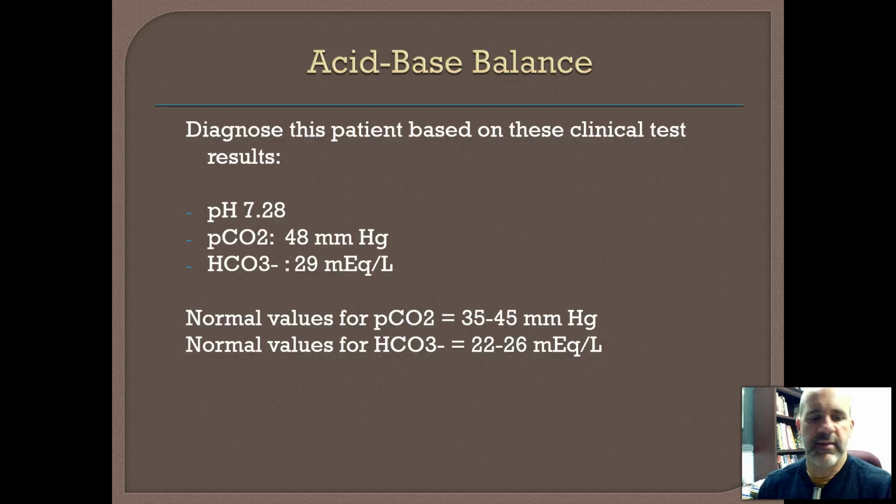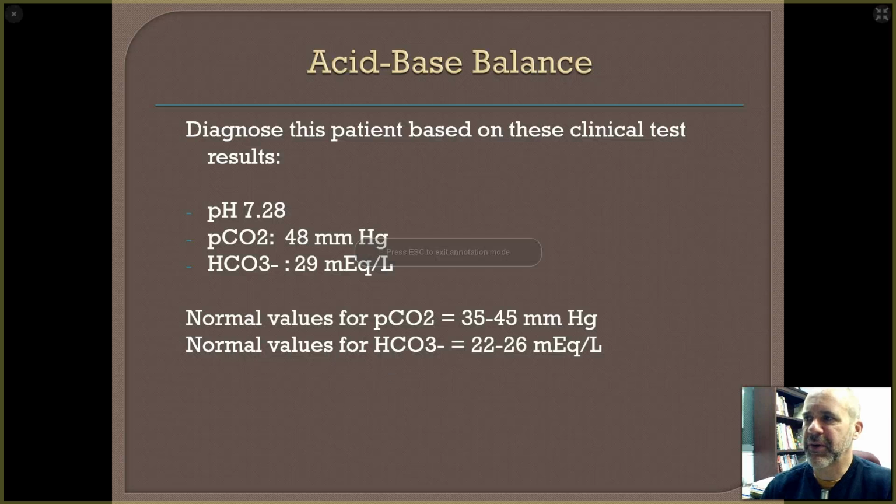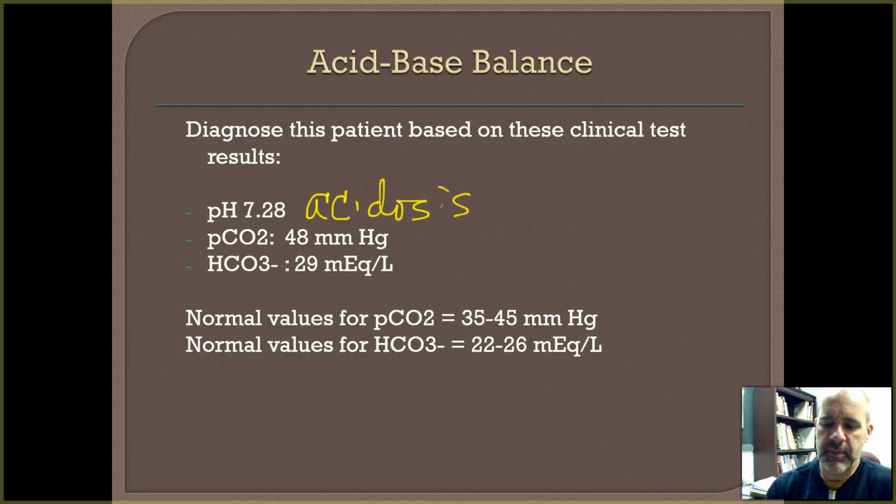Okay, let's take a look at this last problem here. We've got a patient with a pH of 7.28, CO2 at 48, bicarb at 29. So what's going on here with this one? pH of 7.28, is that acidosis, normal, or alkalosis? Hopefully you're thinking acidosis because the pH is too low. All right, CO2 is at 48. Is that too high or too low? We've got high CO2.